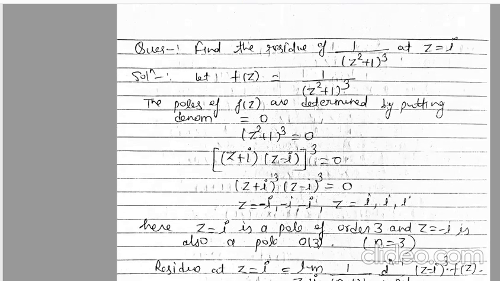Now z equals i is a pole of order 3, and we need to find our residue at z equals i. If you want to find the residue at z equals minus i you can also find it, but the question says find the residue at z equals i. This is a pole of order 3, so it is not a simple pole. The simple pole formula is another one, and the pole of order n formula is what we need here.